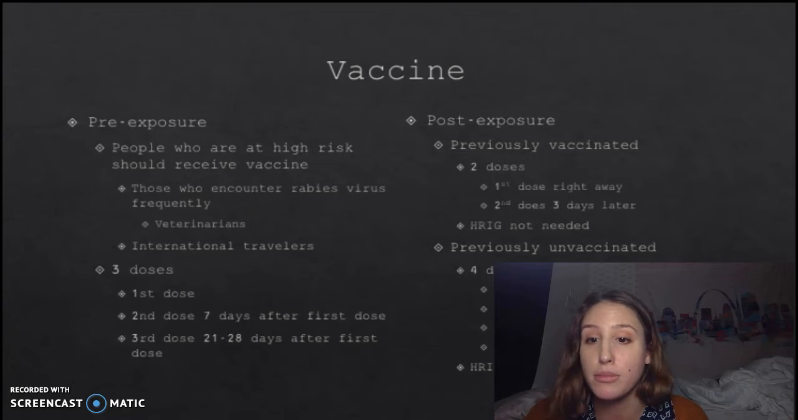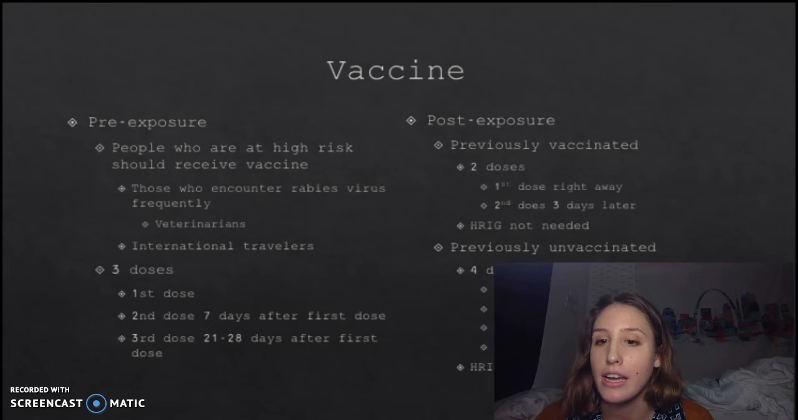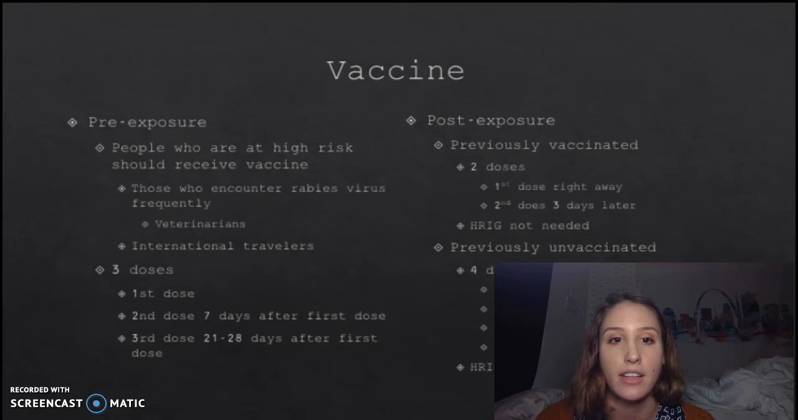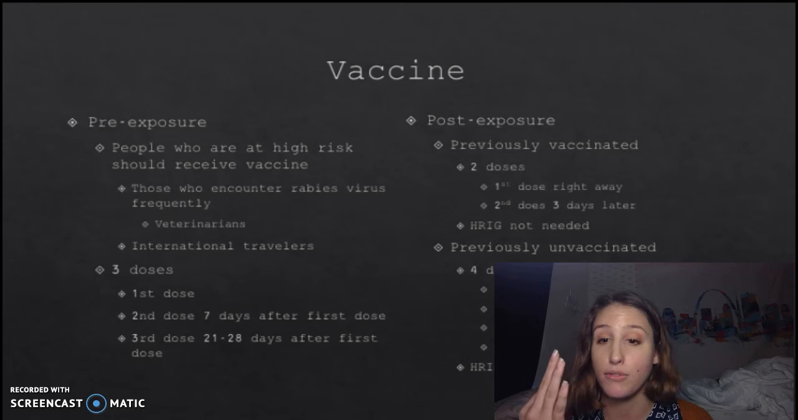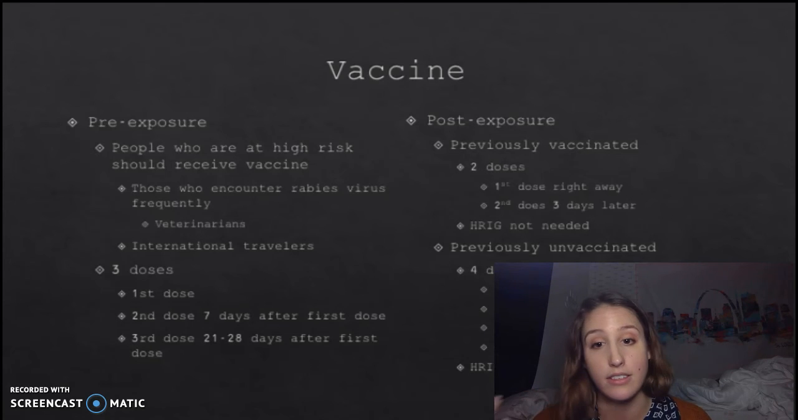So there is a pre-exposure vaccine, which is mainly for people who work with animals daily or in an environment where they come into contact with the rabies virus pretty often. So, like, if you're volunteering in a developing country where the rabies virus is prevalent, then yes, get this vaccine in advance. Also, if you're traveling internationally, you just want to be safe. For the pre-exposure vaccine, there are 3 doses. You get the first dose, and then you wait a week, get the second one, and then you wait 2 more weeks to get the third one.